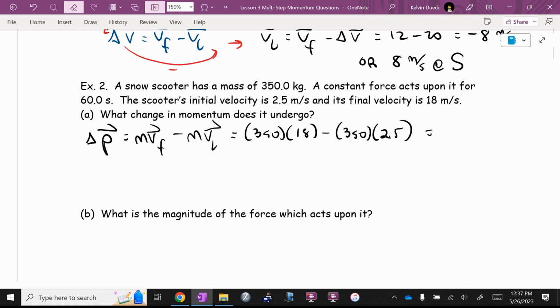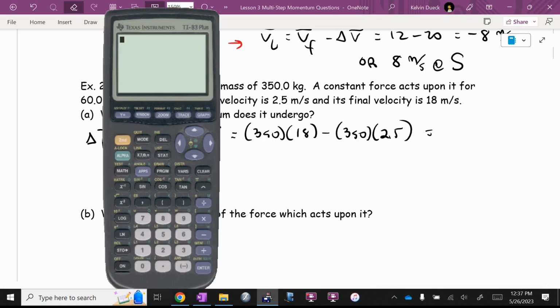What's the change in momentum? What's the impulse? What's the magnitude of the change in momentum, the impulse? Because they didn't give me the vector direction at all. 350 times 18 minus 350 times 2.5. Holly, did you get 5425?